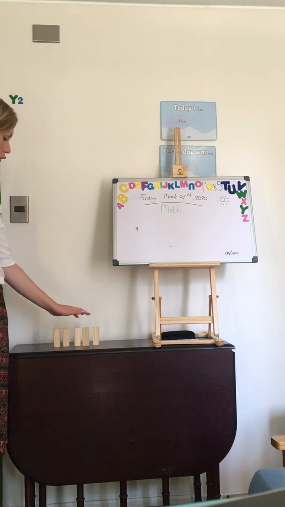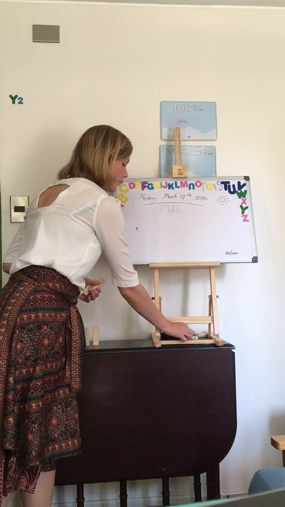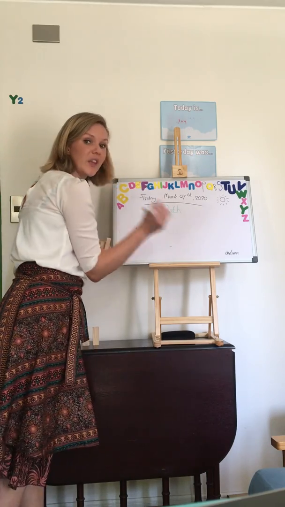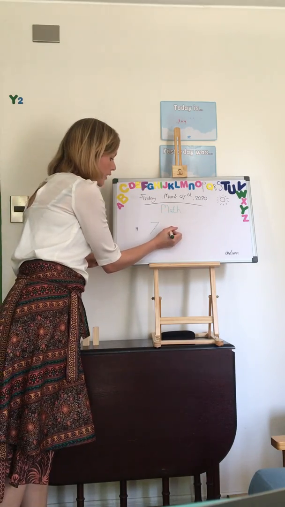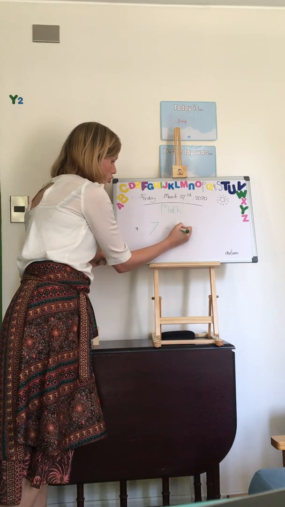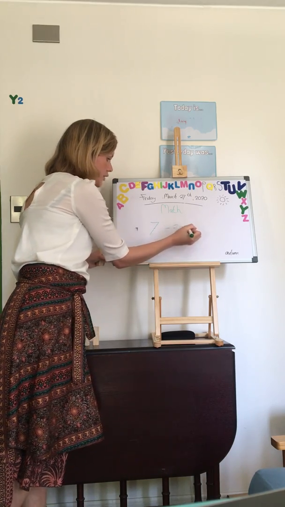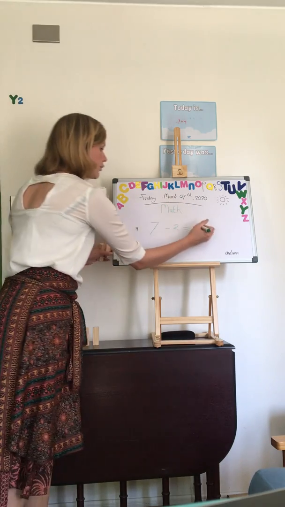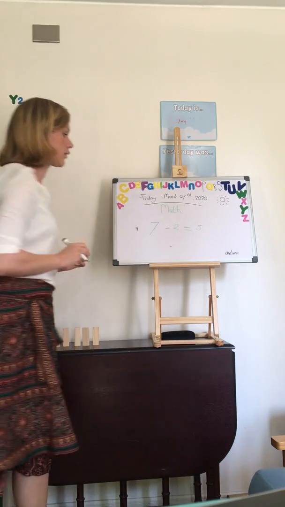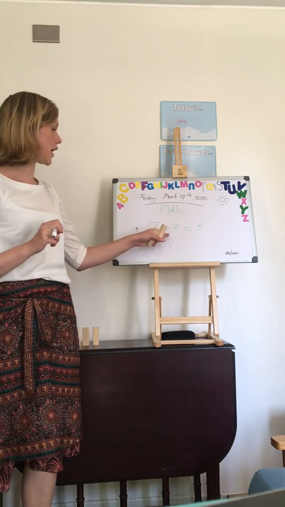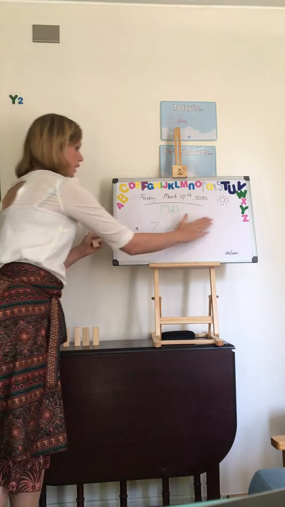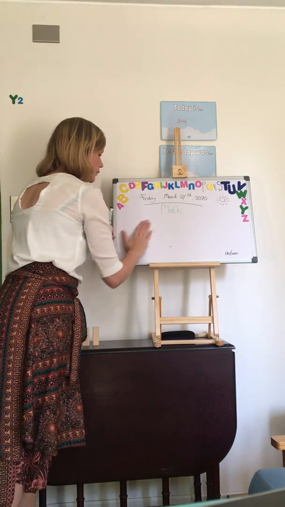1, 2, 3, 4, 5. So 7, take away, so subtract 2 equals 5. 7 minus 2 equals 5. I want to make it a bit harder for you.